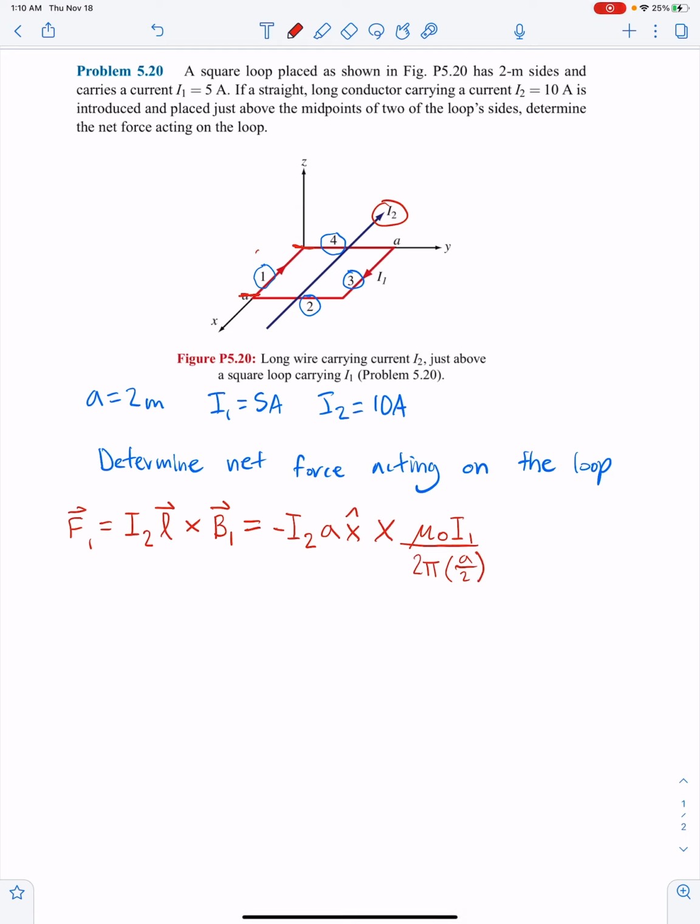And if we think about our right-hand rule, we can see that as we curl our hand up after going in the negative x hat direction, we're actually pointing up. So we have a z hat over here. So if we take the cross product here, we should arrive at y hat, and then just taking our variables, we have mu naught I1 I2 A over 2 pi A over 2.